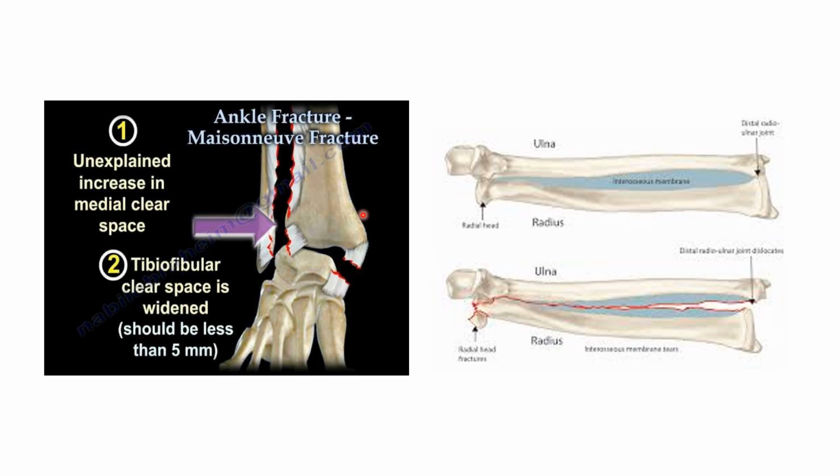In this image, you can see Mason-Hughes fracture where there is fracture of fibula head, interosseous membrane rupture, and malleolar fracture. In Essex Lopresti, you can see fracture of radial head, rupture of interosseous membrane, and dislocation of radio-ulnar joint.